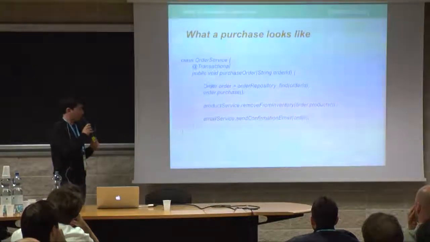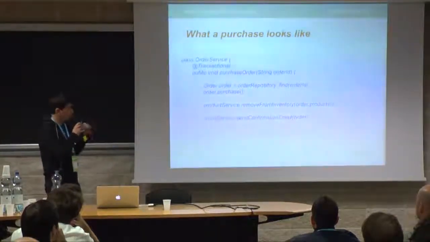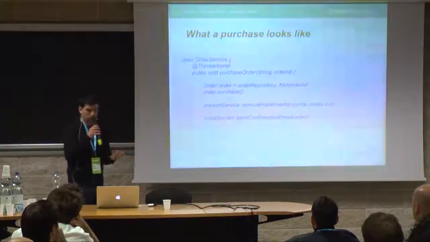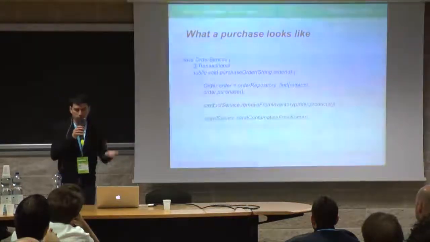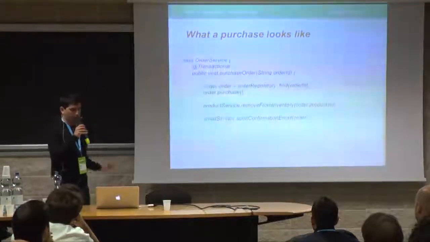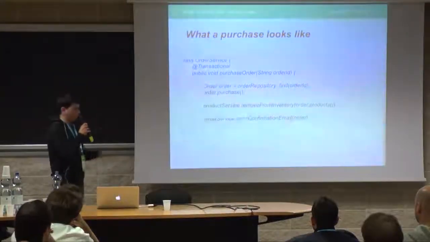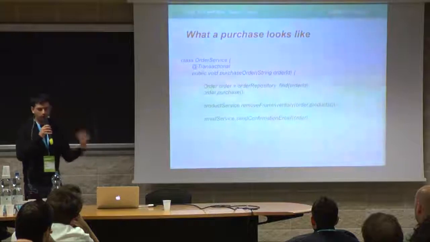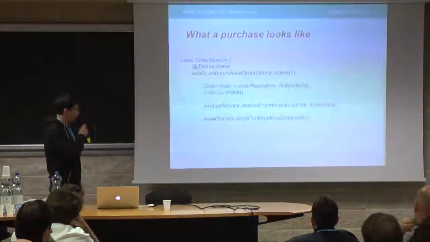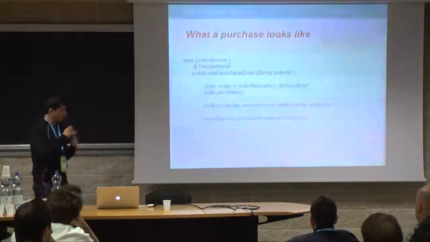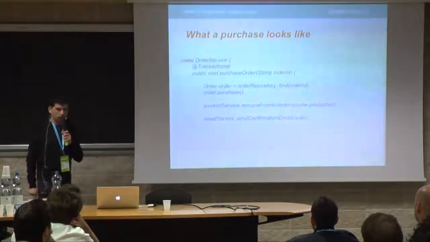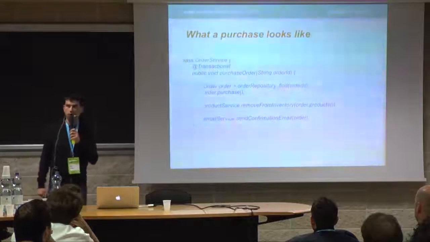After the order was purchased, you may want to update your product catalog to set the availability of that product, to reduce the number of products available of that type. Like if you bought a book, there were 9 books, now there are 8 books. It's just a basic, simple example. And then after the purchase was done, you may want to send an email to your customer to verify the purchase.